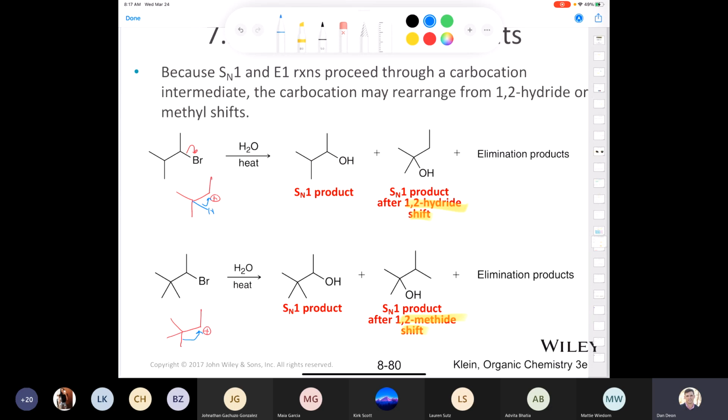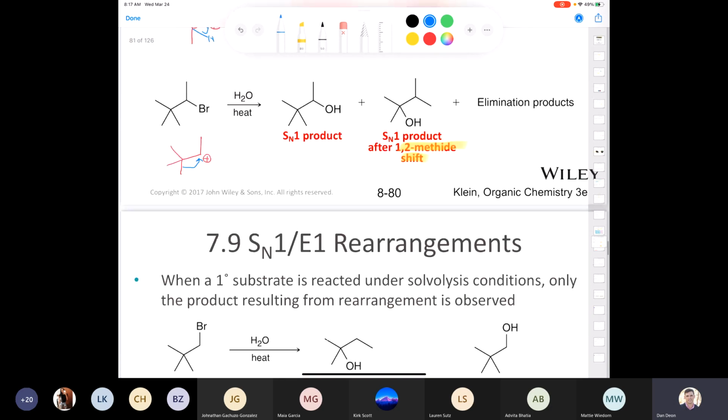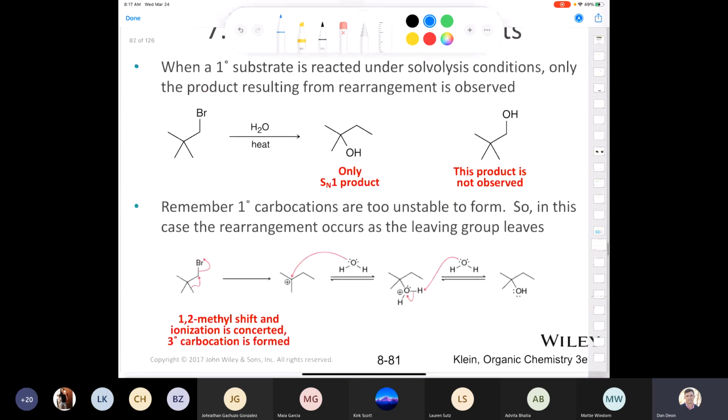This is a reason why an organic chemist has to stay on her or his toes all the time and always be on the lookout for these kinds of rearrangements. So when the primary substrate is reacted under solvolysis, only the product resulting from rearrangement is observed. Well, this is something new.